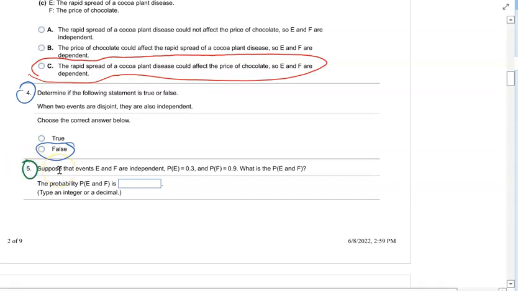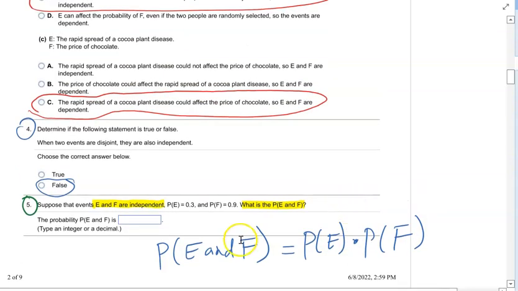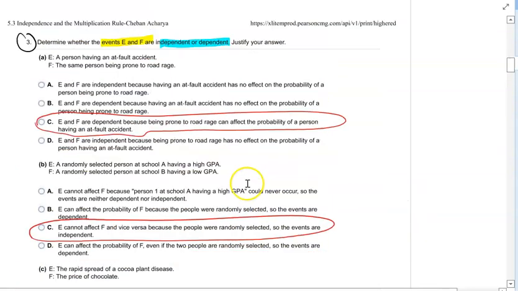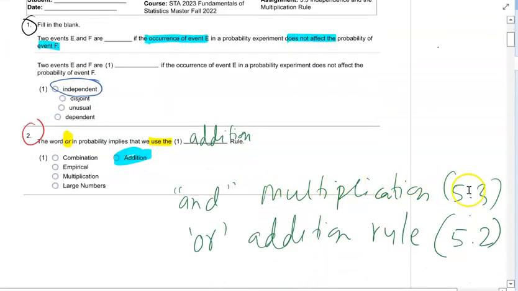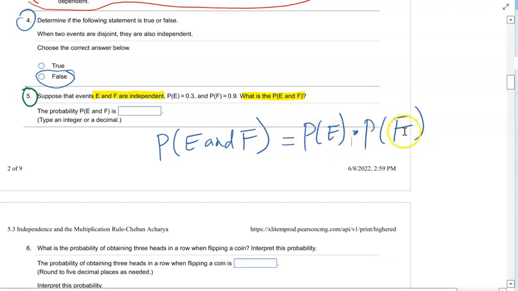Question number 5. Suppose E and F are independent. Notice that E and F are independent. What is P(E and F)? Pretty much here we're looking for the probability of E and F. Since E and F are independent, the probability of E and F equals the probability of E times the probability of F. As I mentioned before, "and" is multiplication. Therefore, if you multiply the probability of E and the probability of F, you will get the probability of E and F when they are independent.